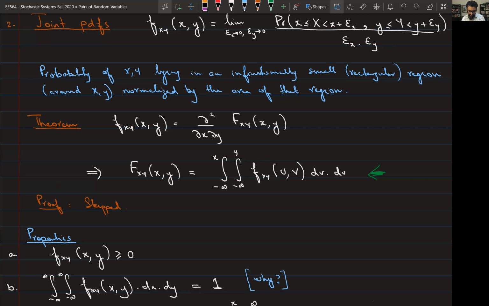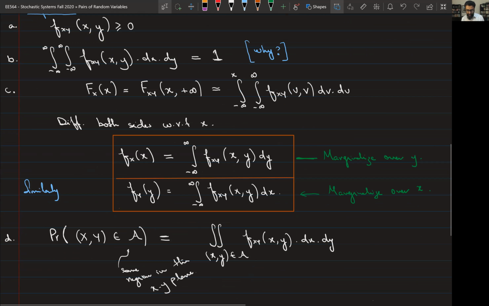Then one of the important things we did was marginalization. In order to get a marginal PDF of X from the joint PDF, all you do is marginalize over Y. So you take the joint PDF and you integrate over the Y variable to get a PDF on X, and you marginalize over the X variable to get the PDF on Y. This is important, and it is equivalent, in some sense, to the total probability that we've done already.